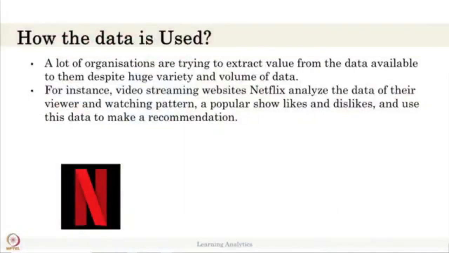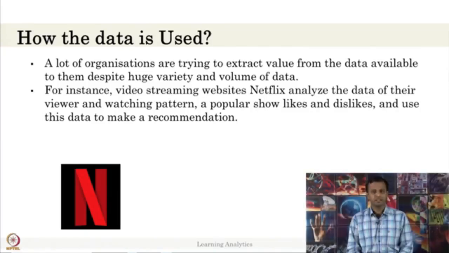For example, on video streaming websites like Netflix, the data of users' viewing behavior, which movies they watch, the ratings, the likes and dislikes, are used to recommend the next video for them. Similarly, on e-commerce websites like Amazon, based on users' purchases, the system can recommend what the next product to purchase will be.